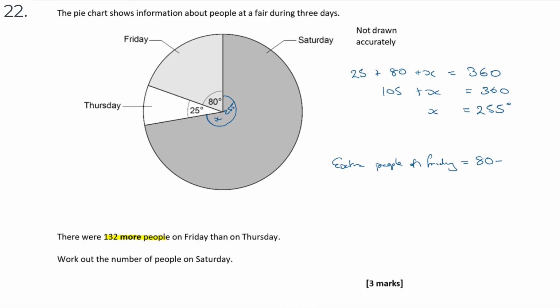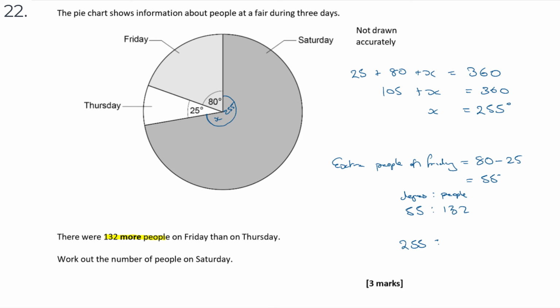So if I do 80 minus 25, we can see that those extra people must be represented by that extra 55 degrees in the Friday sector compared to the Thursday sector. Okay, so if 55 degrees goes with 132 people, so degrees to people as a ratio is like 55 to 132, then what we want is 255, don't we? We want to know how many people are represented by 255 degrees.